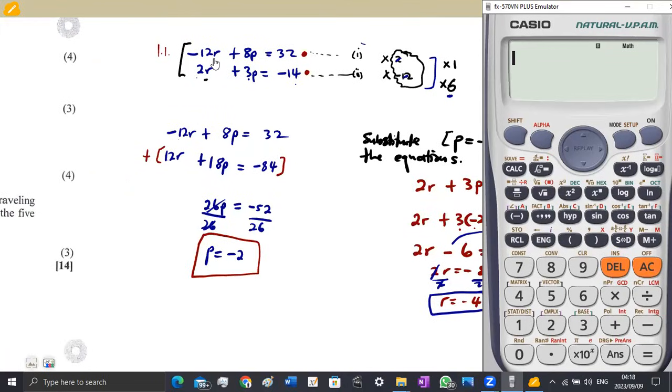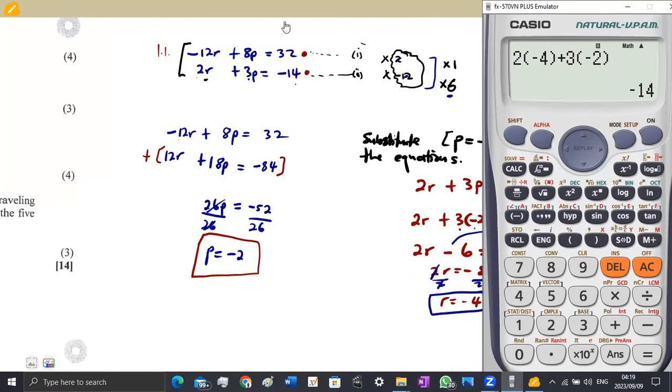If we substitute r, which is -4, into -12r, plus 8 into the value of p, which is -2 in this case, we must obtain this answer, which is 32. On the other part, 2 into r, which is -4, plus 3 into p, our p being -2, we must obtain exactly -14, which is on the other side.